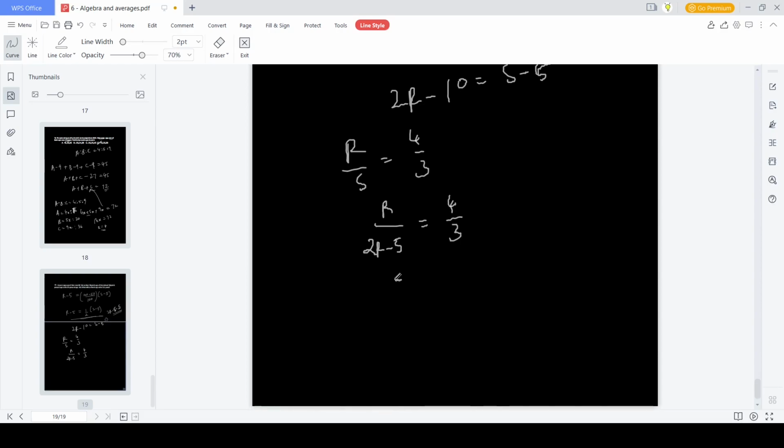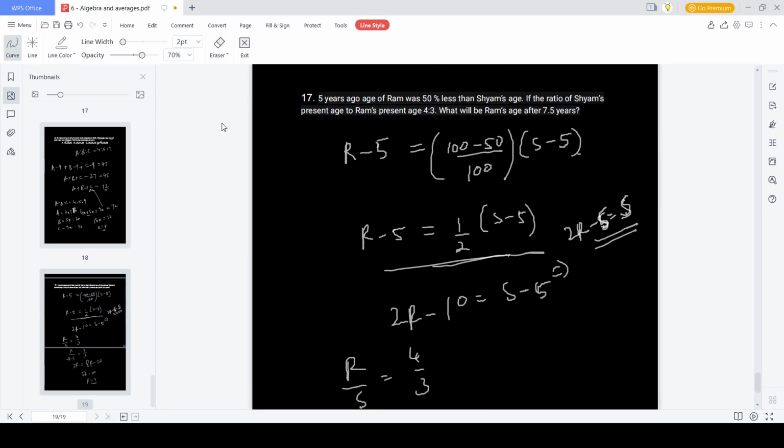I'll cross multiply. I'll get 3R is equal to 8R minus 20. So 5R is equal to 20. Ram's age is 4. So in 7.5 years, he'll be 11.5 years old.